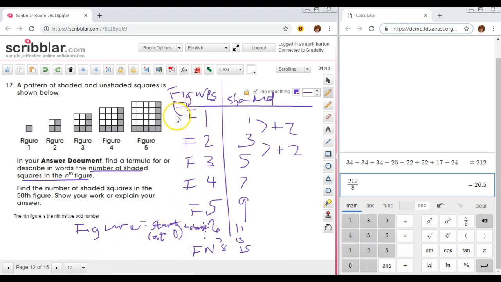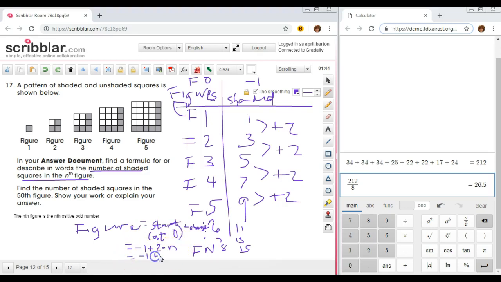So if we went back to figure 0, then we're going backwards. Instead of adding 2, we would have to subtract. 1 minus 2 is negative 1. So we'd have the start at 0 is negative 1, plus the changing amount between each odd number, you're adding 2 every time, times n. So if we want the 50th figure, we're going to replace n with 50.